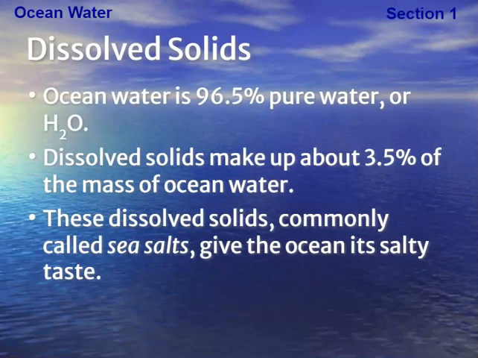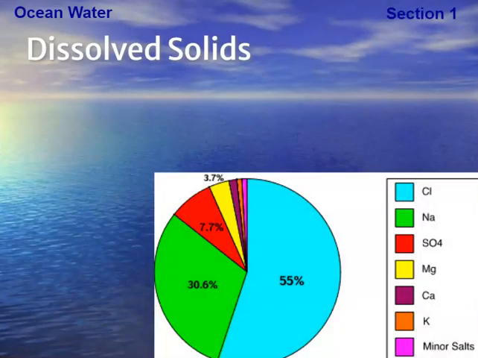Ocean water is 96.5% pure water, or just simply H2O. Meaning that 3.5% of the mass of the ocean is made up of things like salts. We call these sea salts in general. They tend to give the ocean that salty flavor that you get if you've ever gone swimming in the ocean. You get a mouthful of water and it tastes salty. These are our ocean salts. So here's a breakdown of the types of dissolved solids that we have inside the ocean.